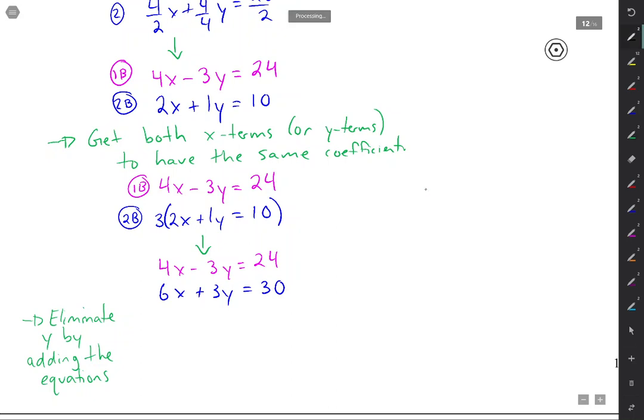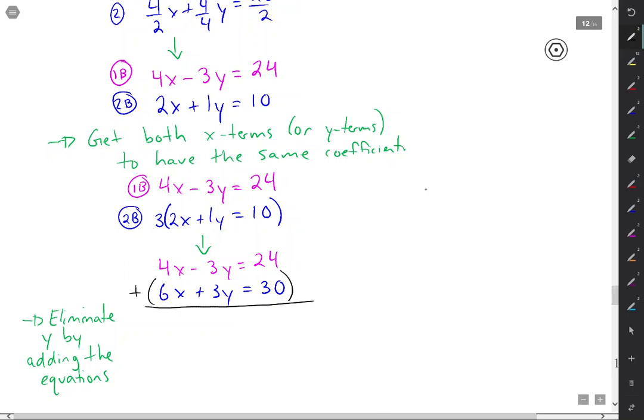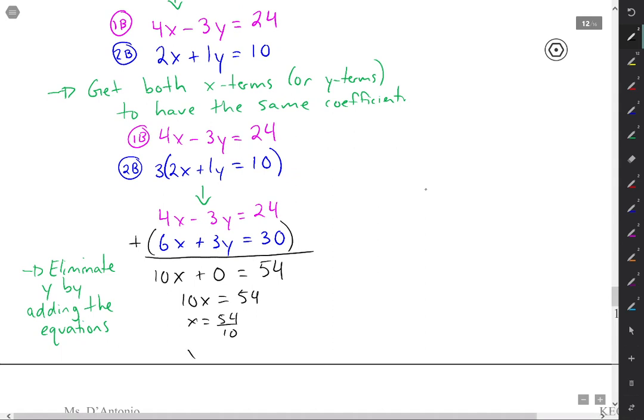So I'll just do it in this step right here. We'll put a nice set of brackets around the second one, and we are going to add them together. So 4x plus 6x is equal to 10x, minus 3y plus 3y is equal to 0. So we have plus 0 is equal to 24 plus 30 is 54. In other words, 10x is equal to 54, and we are going to get a fraction this time, 54 over 10, or in other words, x is equal to 27 over 5.